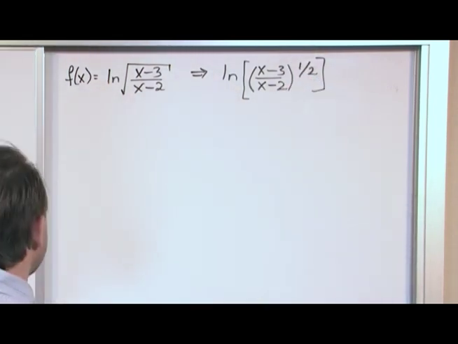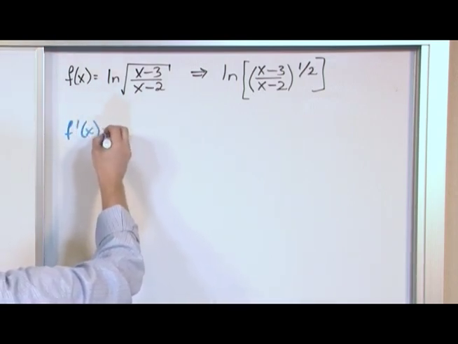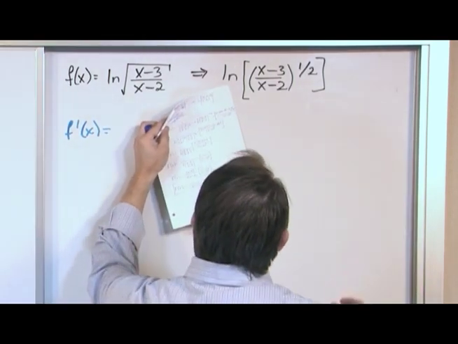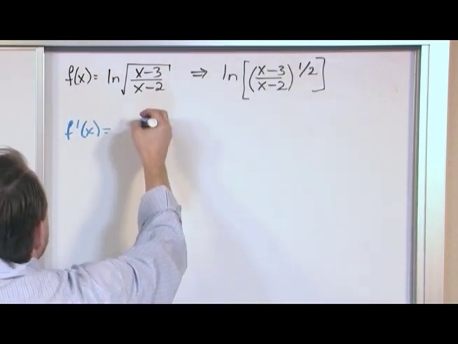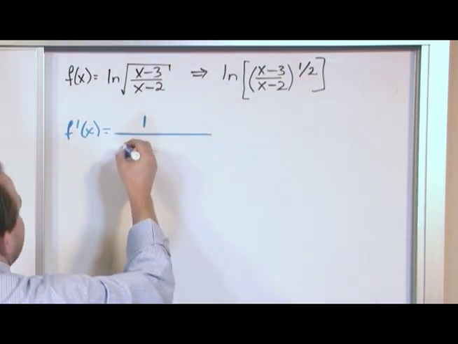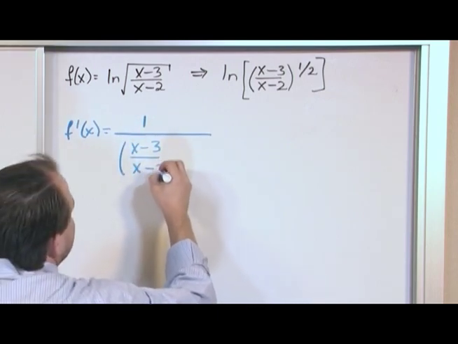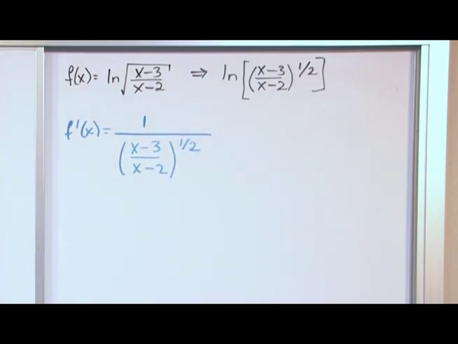So the first derivative, the largest thing we have to deal with is the fact that we have a logarithm here. Everything on the inside comes later. We're going to deal with that later. So first, we just have 1 over everything on the inside. So we have x minus 3 over x minus 2, and we have 1/2. So that's kind of ugly looking. We'll get to simplifying that later.